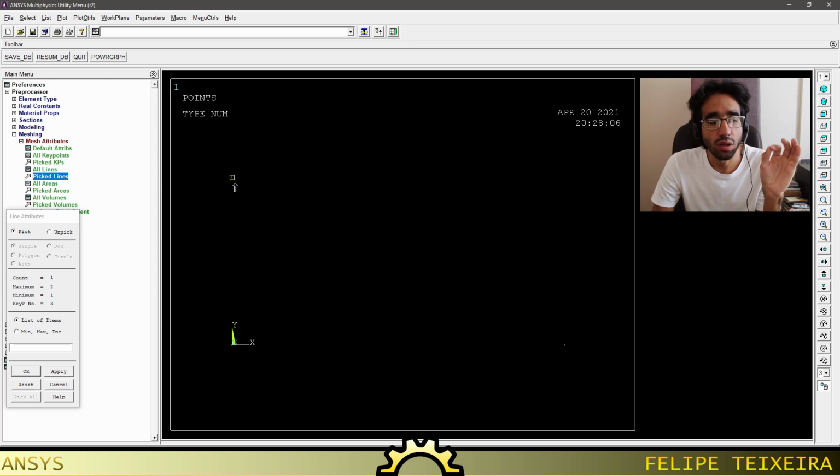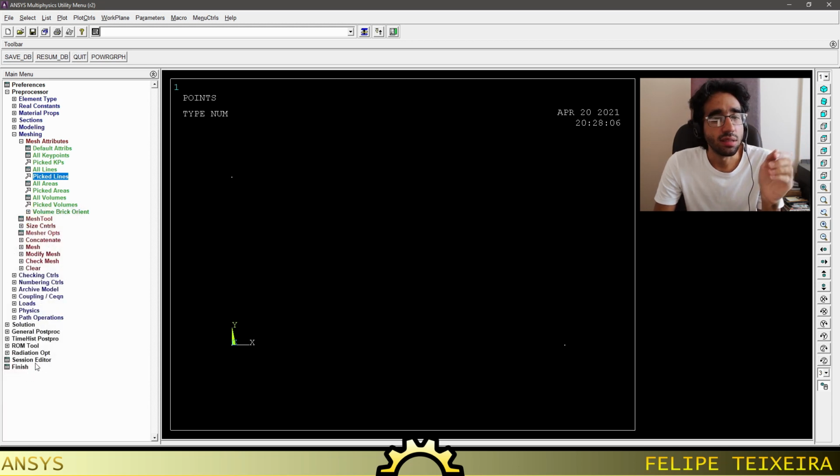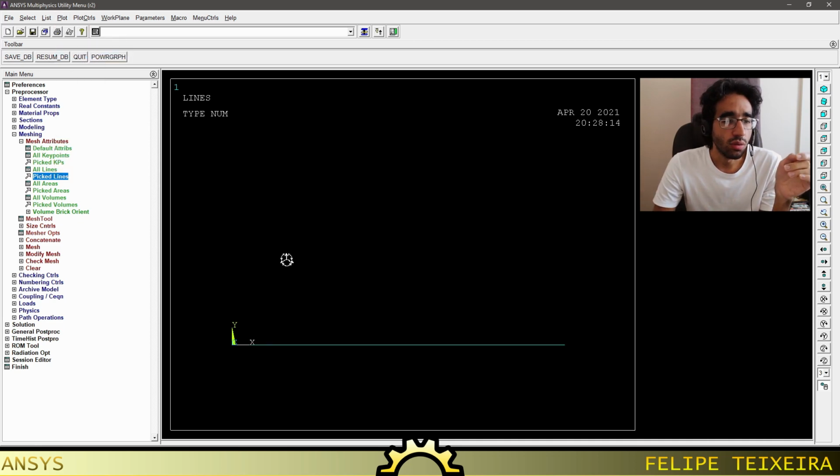This is an orientation key point. I'm going to show you what it does. So I click the key point, I click OK, and the final attribute I have to define here is the size of the mesh. How many elements am I going to create along this axis? So this is what I'm going to do now.